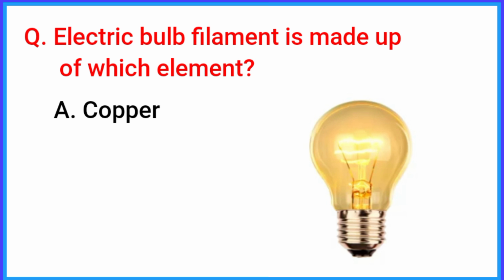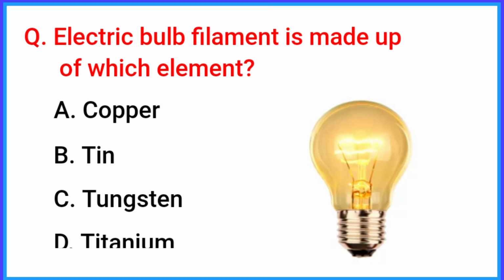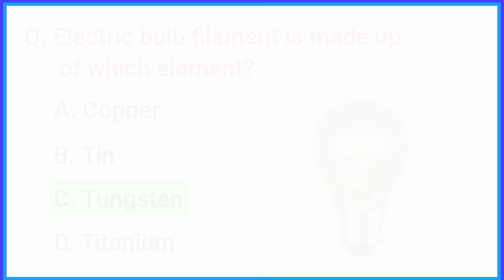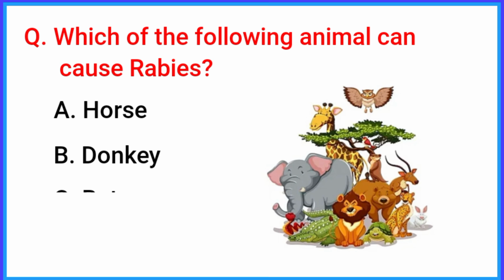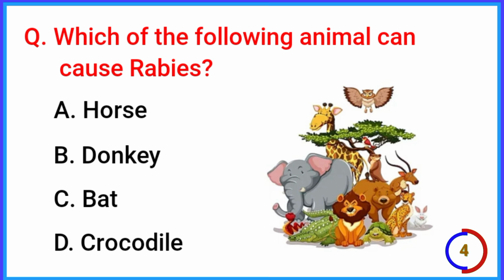Electric bulb filament is made up of which element? The correct answer is option C, tungsten. Which of the following animal can cause rabies? The correct answer is option C, bat.